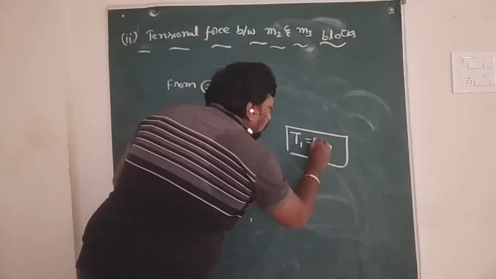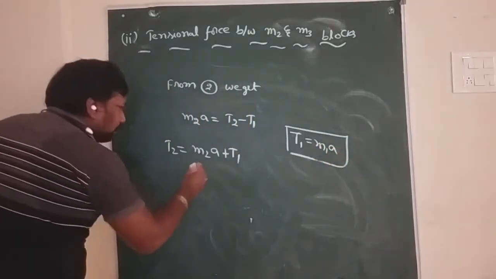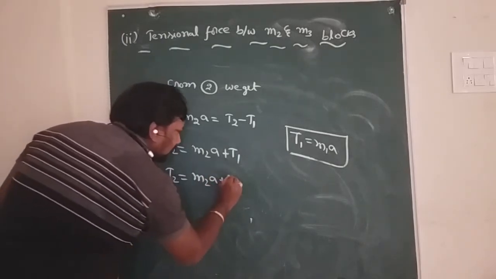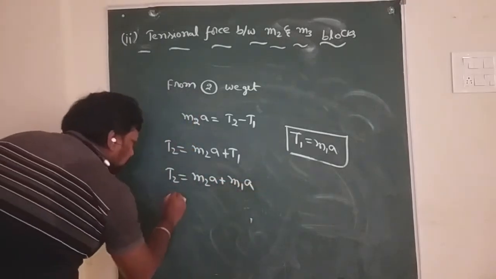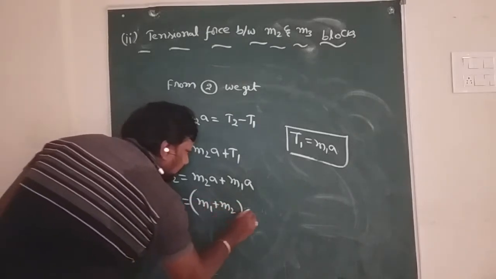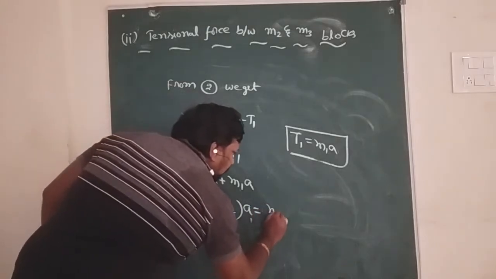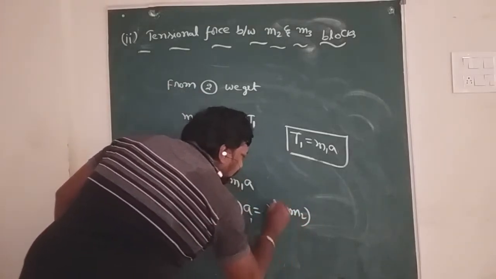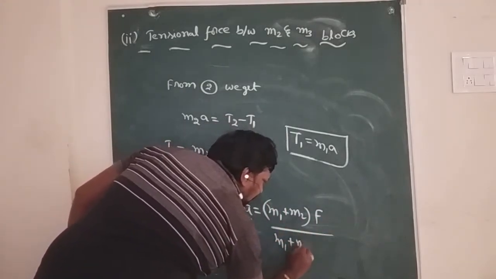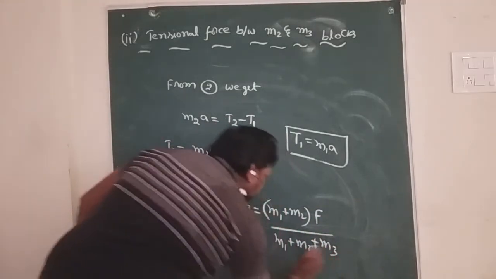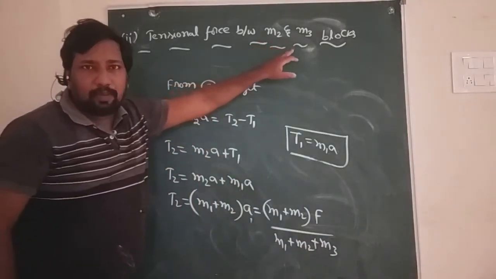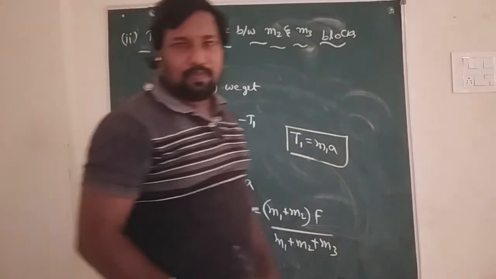T1 equal to M1A. So therefore T2 equal to M2A plus M1A. So T2 equal to M1 plus M2 into A. So therefore M1 plus M2 into, here A means F by M1 plus M2 plus M3. So this is the tensional force in between M2 and M3 block. Okay, thank you.